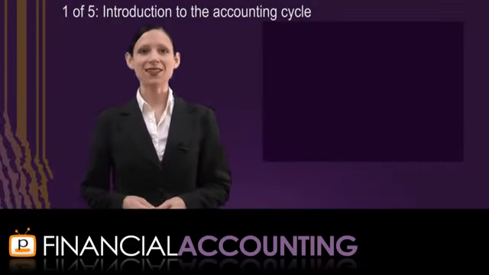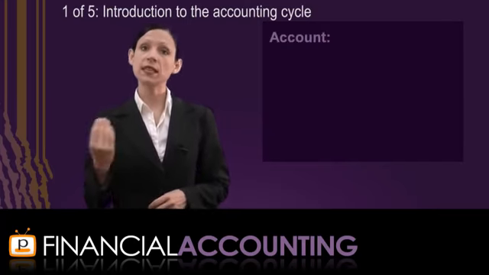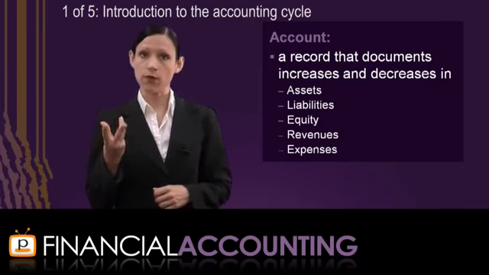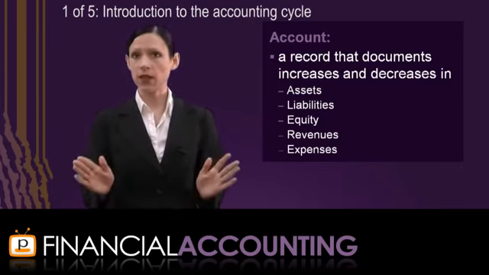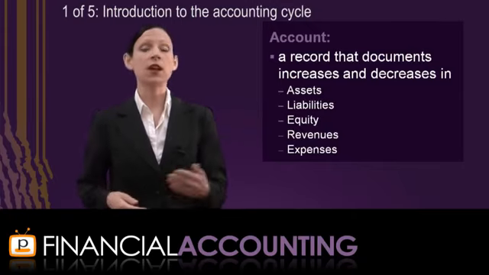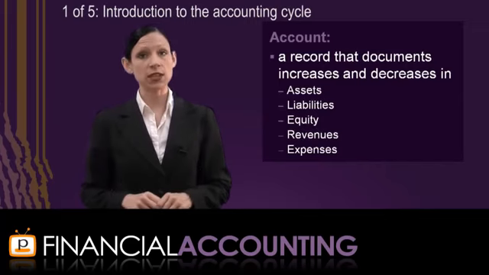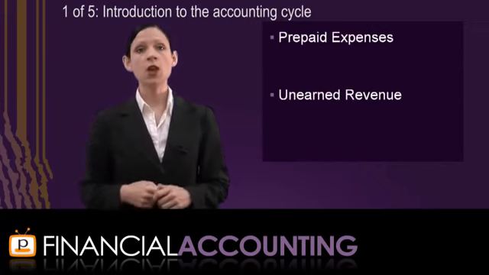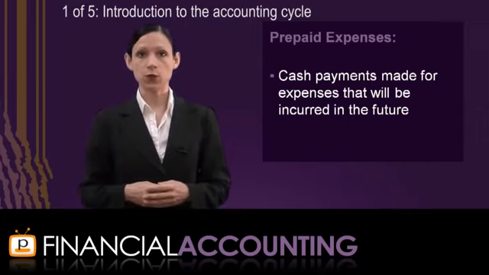In addition to the accounting cycle, there are a few more concepts we need to know about. The first of these is the account, which is a record that documents increases and decreases in specific asset, liability, equity, revenue or expense items. Now, from Chapter 1, you should be familiar with lots of account names by now, such as cash or accounts receivable, but there are two new accounts we introduced in this chapter that you need to know about: prepaid expenses and unearned revenues. Prepaid expenses are items that you pay for now, but use the benefit in the future.